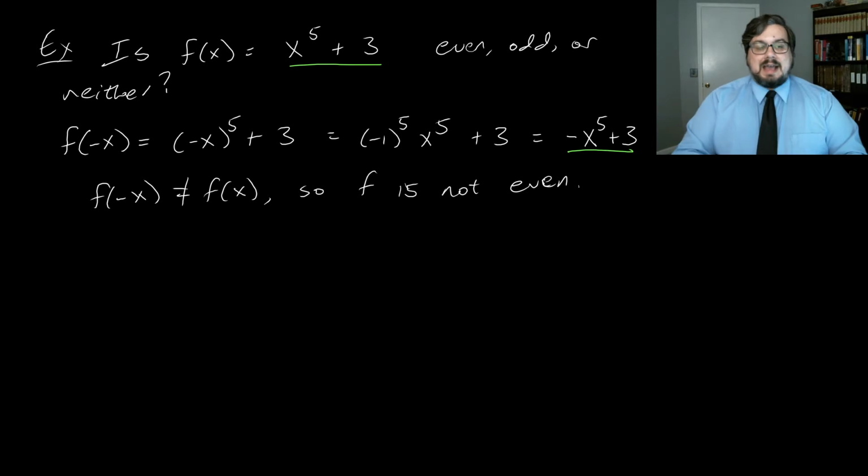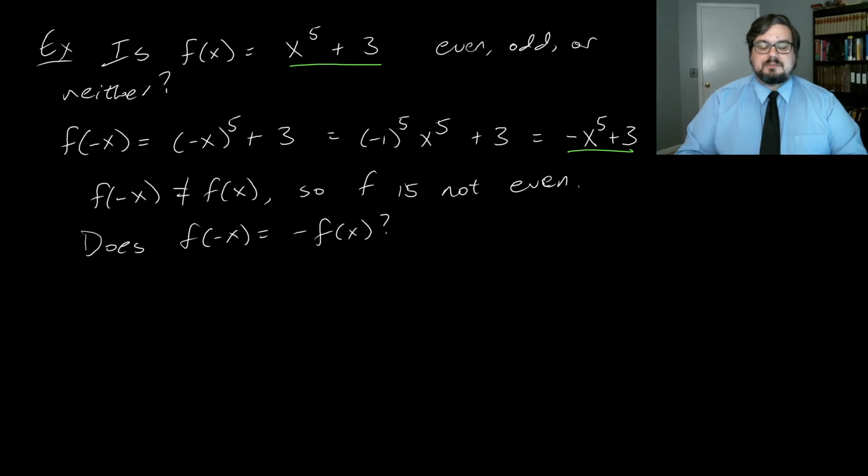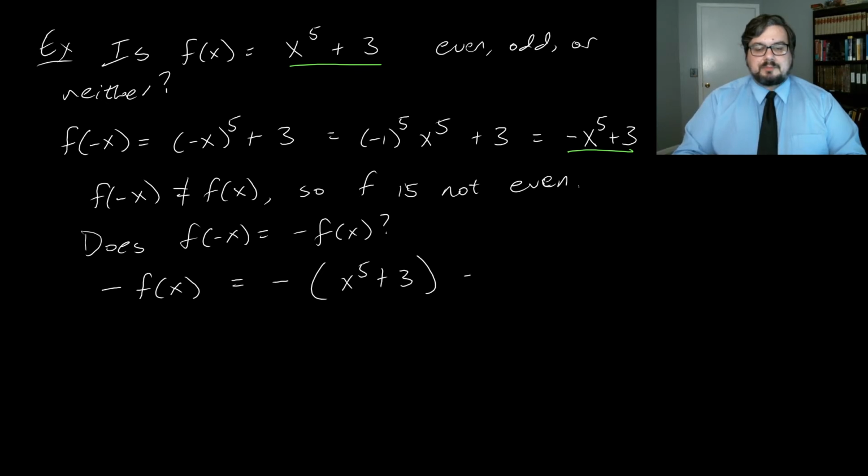So the next thing we ask is, does f of negative x equal negative f of x? Sometimes it's not super easy to tell whether this is true. So sometimes what you want to do is to just write out what negative f of x is. In this case, negative f of x is negative x to the fifth plus 3. And if we distribute that negative through, then we get negative x to the fifth minus 3.